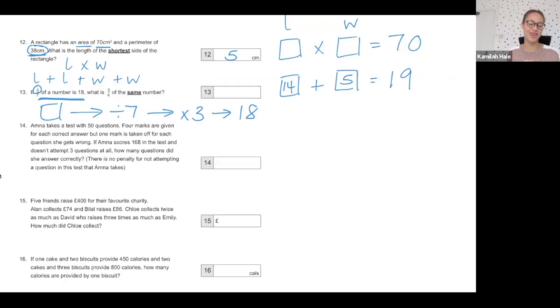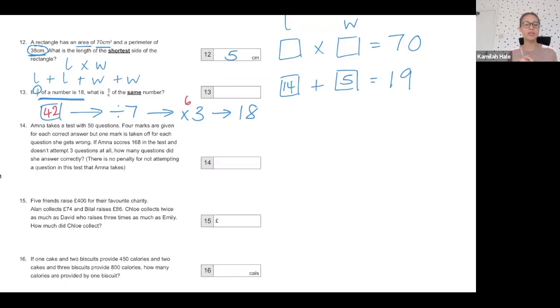Yes, so it is called the inverse, yeah. So the inverse operation, we're going to go backwards doing the inverse operations. So 18 divided by 3 is 6. 6 times by 7 is 42. So the original number was 42.